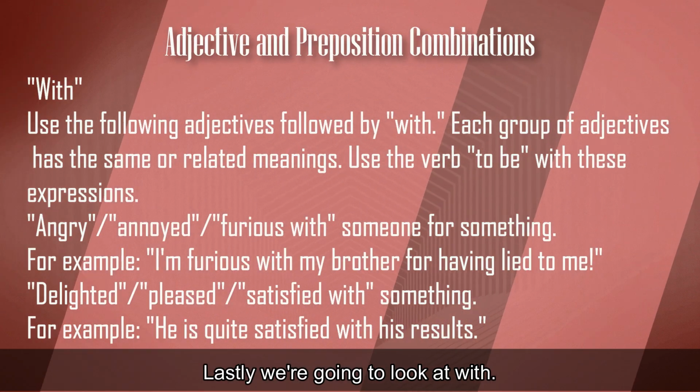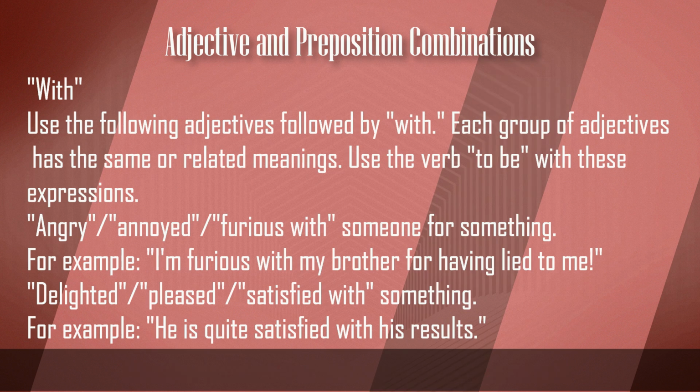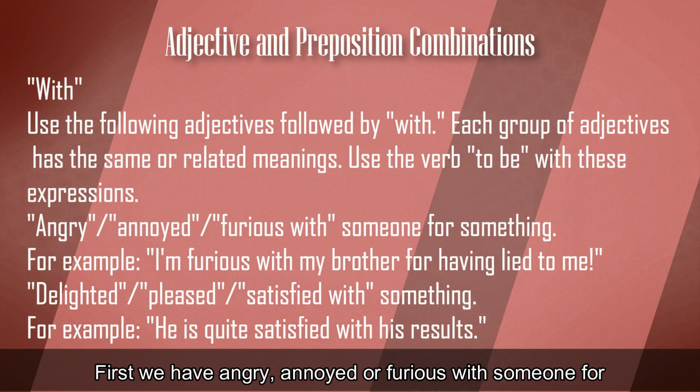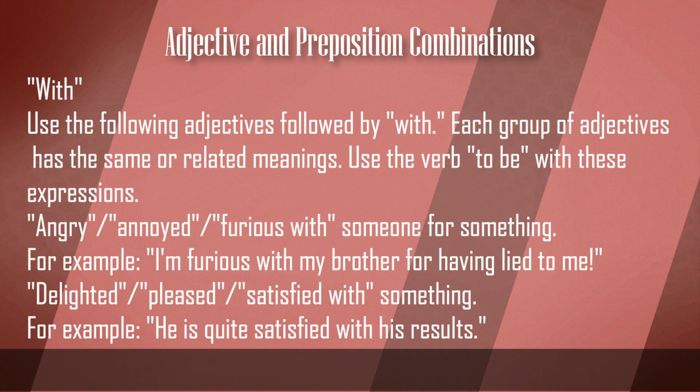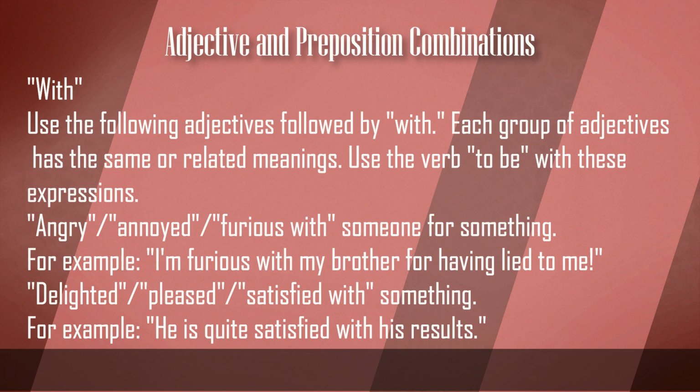Lastly, we're going to look at with. Use the verb to be with these expressions as well. First, we have angry, annoyed, or furious with someone for something. For example, I'm furious with my brother for having lied to me.